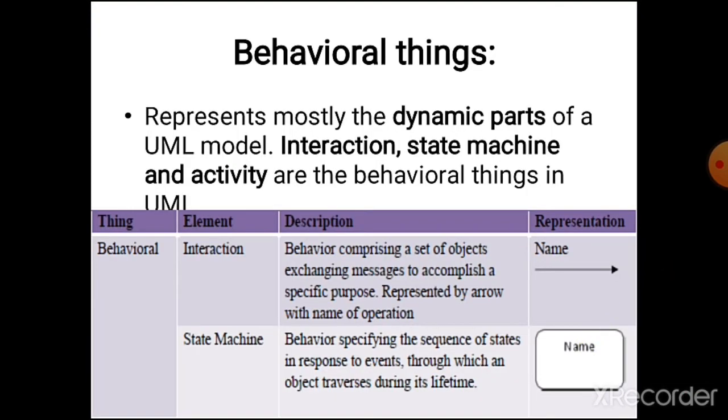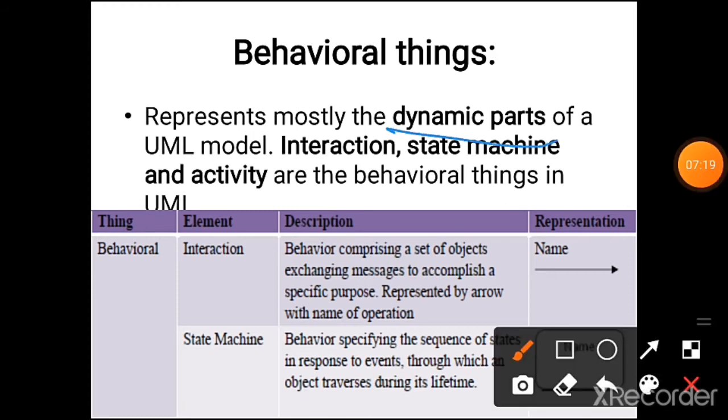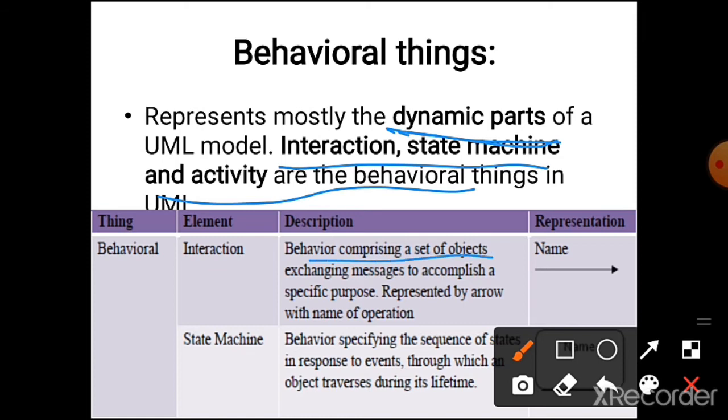Then second one is behavioral things. It represents the dynamic part of the UML model. In structural things, it represents the static part. In behavioral things, it represents the dynamic part. It contains interaction, state machine, and activities. So interaction means behavior comprising a set of objects exchanging messages to accomplish a specific purpose, and it is represented by an arrow with the name of the operation.